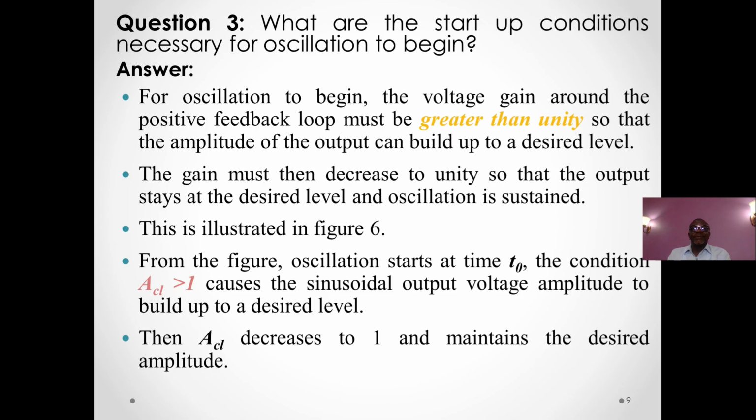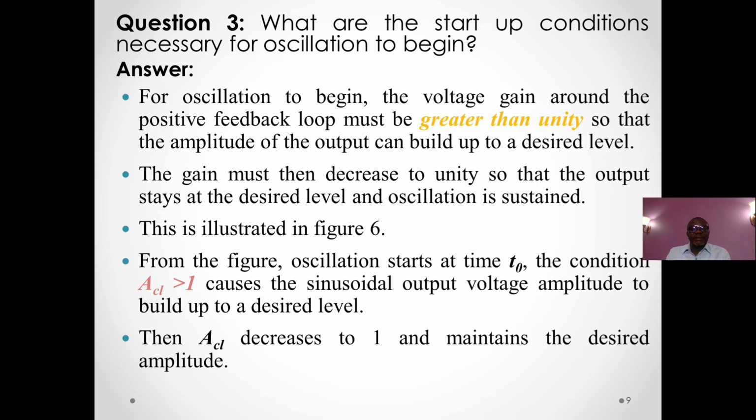Then question 3: what are the startup conditions necessary for oscillation to begin? Remember, we said the oscillator does not need any input except the DC supply voltage, which powers the circuit. So for it to start to oscillate, certain conditions must be met. This question is asking us what those conditions are.